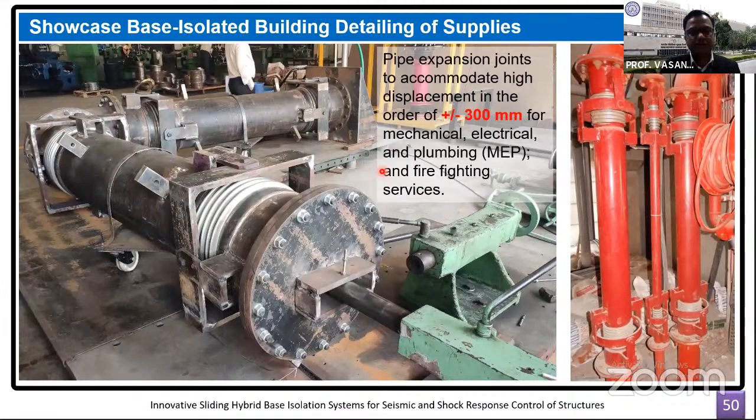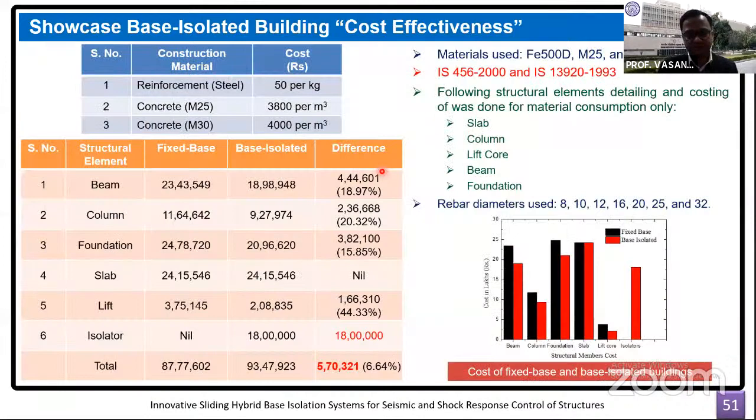So similarly, the other supplies, the piping systems, they were provided with the flexible elements in them, as you can see in the white color here, and they can accommodate the displacement in the range of 300 millimeters.